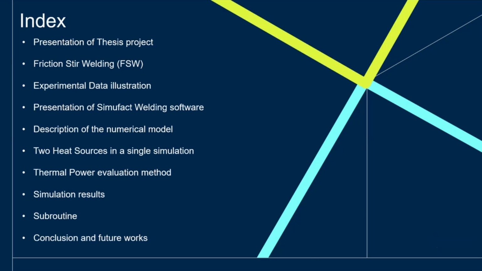Before starting, in this slide, I quickly show you how the current presentation has been organized in order to help you understand better what I'm going to explain. At the beginning, again, I'm going to introduce my thesis project. Then I'm going to explain briefly how the friction stir welding technique works, since it has been the central topic of the thesis. I will present the experimental data available that I had to reproduce inside one of the Hexagon software. I will introduce the software itself, which is Simufact Welding.